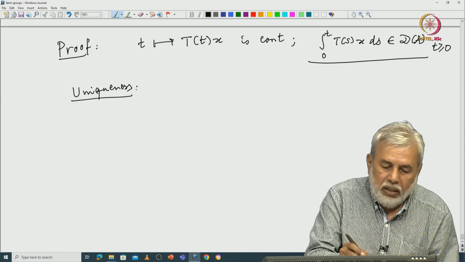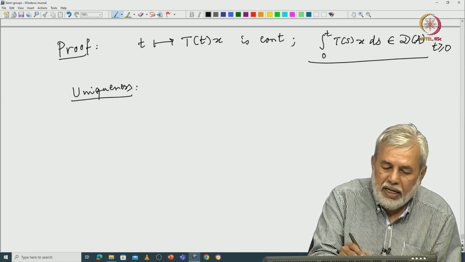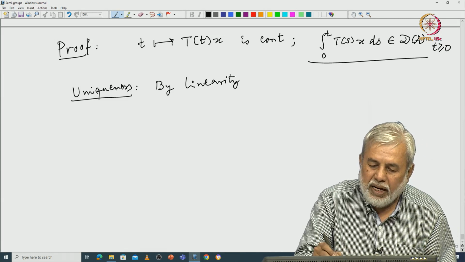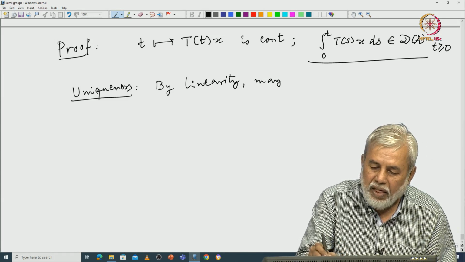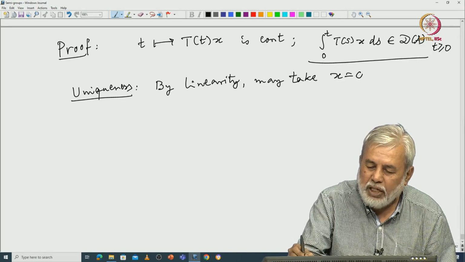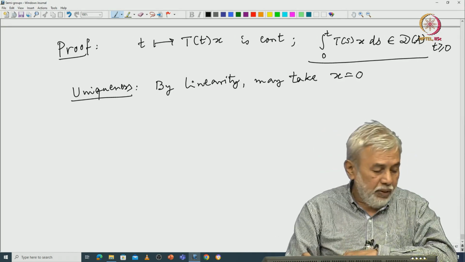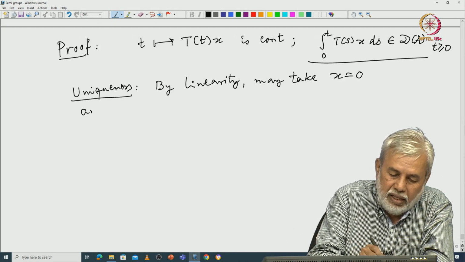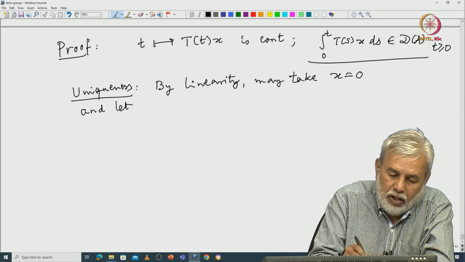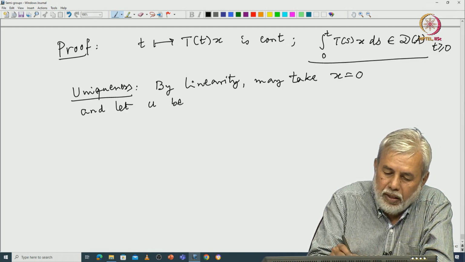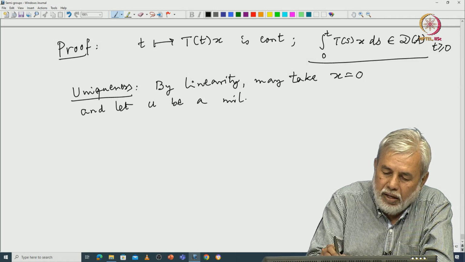Okay. So by linearity, we may take x equal to 0. Just subtract. Otherwise, by linearity, we may take x equal to 0, and then we show that any mild solution is 0. Okay. So let u be a mild solution.